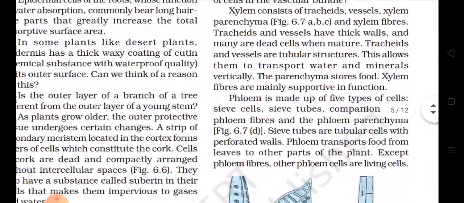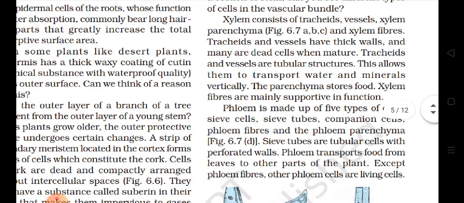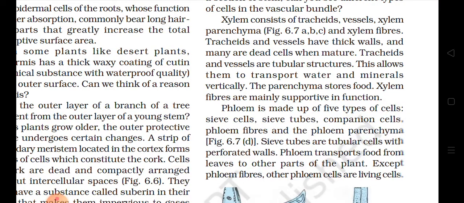Now, tracheids and vessels have thick walls and they are made up of dead cells when mature. Tracheids and vessels are tubular structures. They help in transportation of water and minerals vertically upward, and the parenchyma tissues can store food, whereas xylem fibers mainly perform supporting functions.